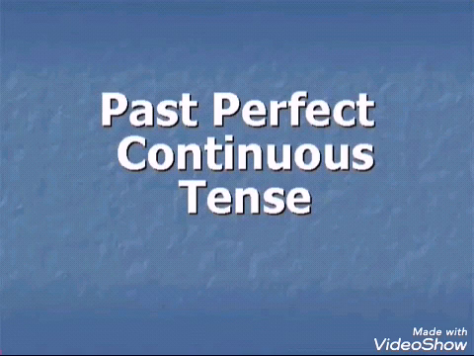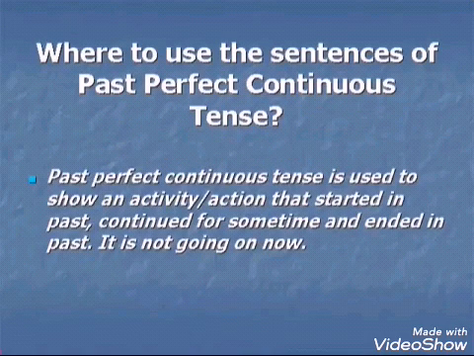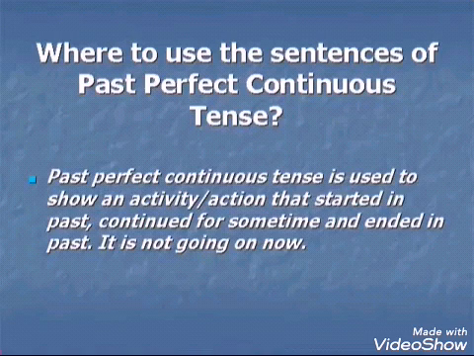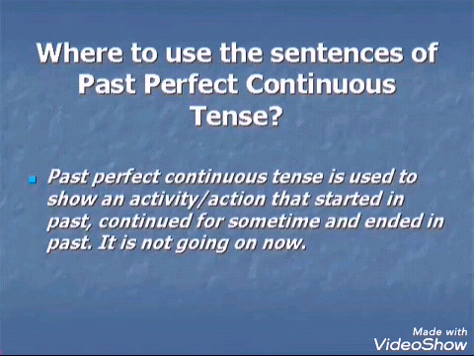So let's start, firstly, with the use of the past perfect continuous. Where to use the sentences of the past perfect continuous tense. The past perfect continuous tense is used to show an activity or an action that started in the past, continued for some time, and ended in the past. It's not going on now.